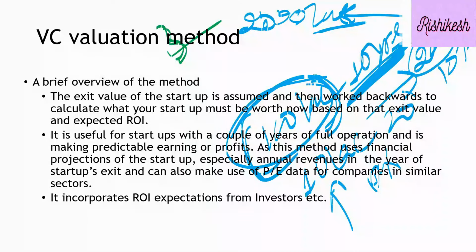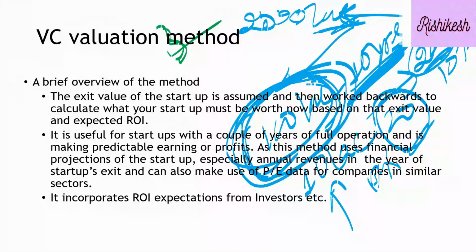So what I need is an ROI. And if we have that ROI, I can find out what is the final exit amount that I want. If you have that final exit amount, you can find out the final value that the startup should have. And if you have the final value of the startup, you can find out the valuation of the startup right now, which you are looking for.